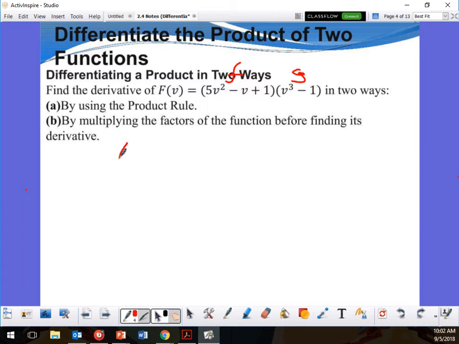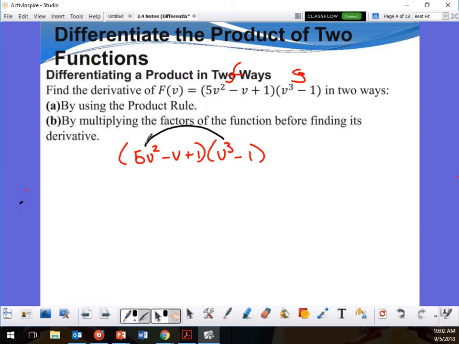So if it's going to be 5v squared minus v plus 1, v cubed minus 1. So I'm going to do my distribution. I'm going to change colors on this because I feel like it. So start here. I'm going to distribute from the binomial into the trinomial.